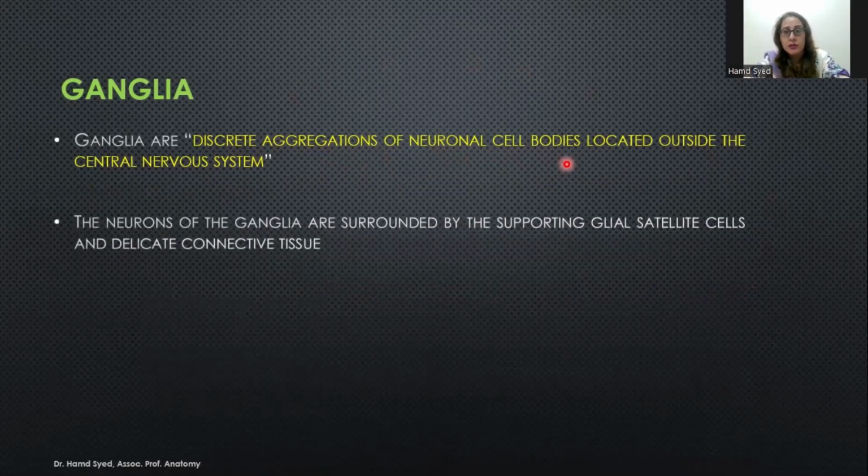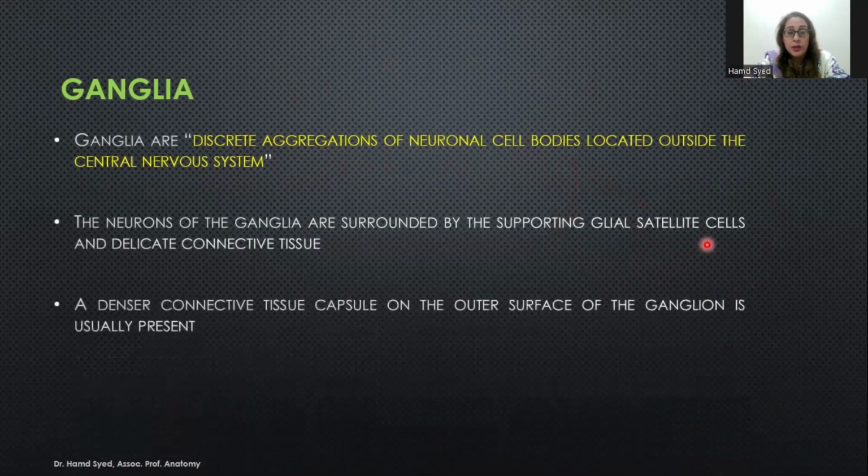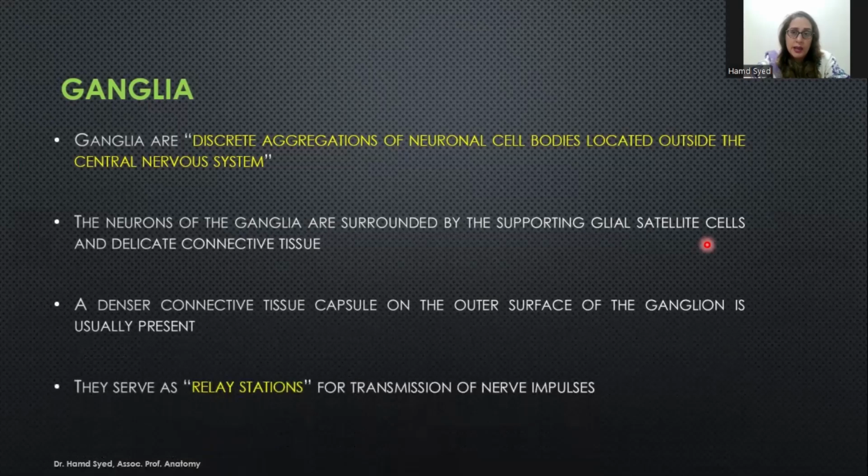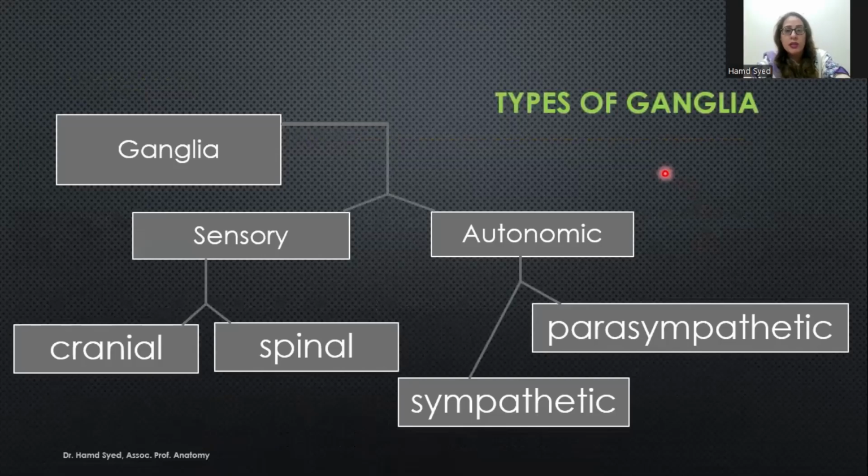The neurons of ganglia themselves are surrounded by supporting glial cells known as satellite cells, and also delicate connective tissue. But a denser connective tissue capsule is also present on the outer aspect of the ganglion in most cases. And the ganglia serve as relay stations for transmission of nerve impulses. So here is the basic classification of the types of ganglia. You can see they can be either sensory or autonomic. And the sensory are further subdivided into cranial or spinal. And when we talk about autonomic ganglia, they will be either parasympathetic or sympathetic.